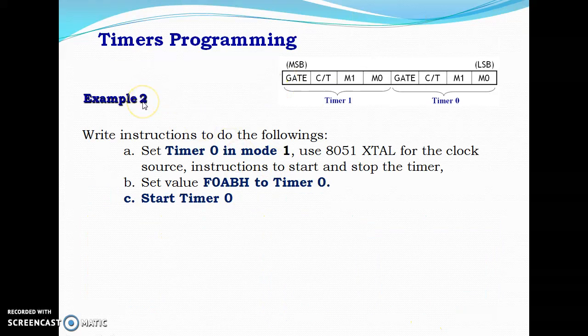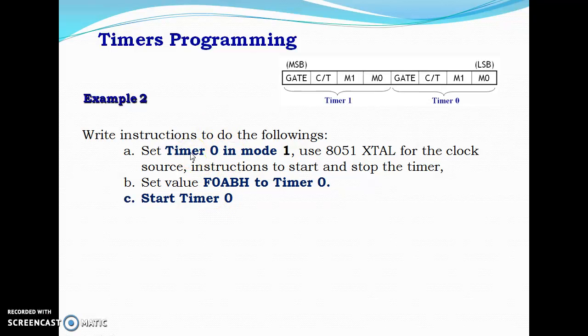So consider example 2. We have to write the instructions to do the following. Case A, set timer 0 in mode 1. Consider the 8051 crystal frequency to start and stop the timer. Now the crystal frequency here you have to assume as a standard frequency of 12 MHz. Case B, set the value F0ABH to timer 0. This is the value of the counter to load into the timer register. Which timer are you using? Here they have mentioned timer 0. Case C, start timer 0. So for these three cases we have to write different instructions.